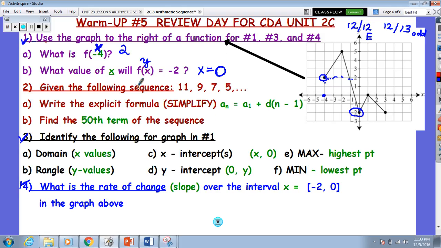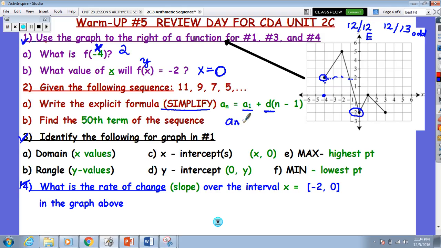Next, we need to review our sequences. So I've given you the sequence right here of 11, 9, 7, and 5. Remember, the ... simply means that it keeps going. Okay? So A wants you to write the explicit formula and simplify. You know, if you see it on this warm-up, that it is going to be on your CDA. So we need to figure out what our A1 is and what our D is. Since they did not ask us in A to find a specific term, then we just need to write the explicit formula and simplify it.